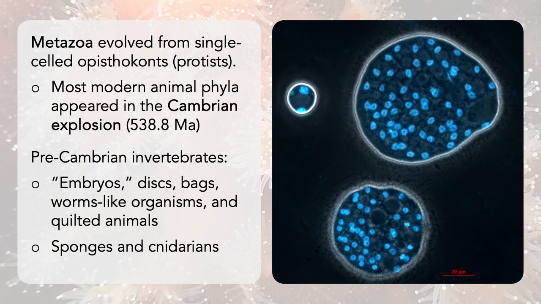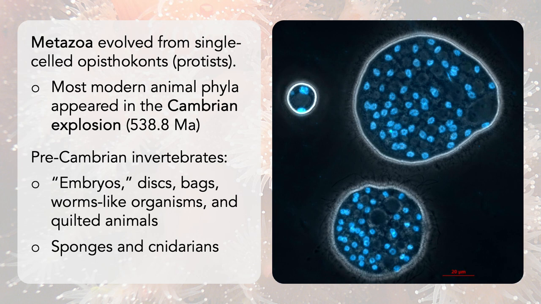Metazoa, which is just another name for the kingdom Animalia, is a group that appeared a little more than 600 million years ago, diverging from a group of protists called opisthokonts. Most of the extant, the modern animal phyla that we have today, appeared in the Cambrian explosion, which was a massive adaptive radiation speciation event that began about 539 million years ago.